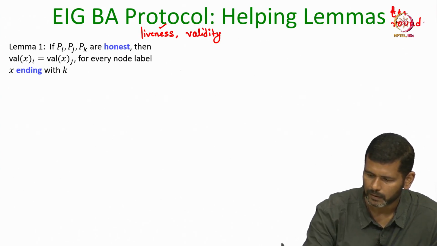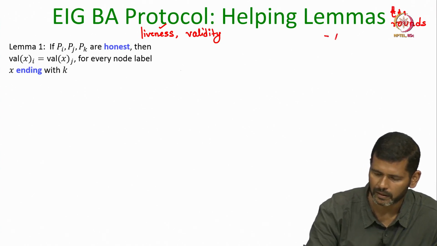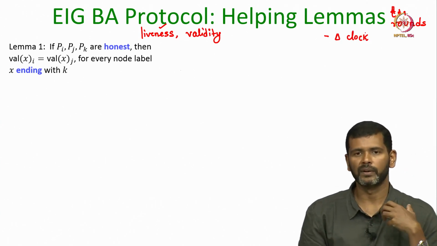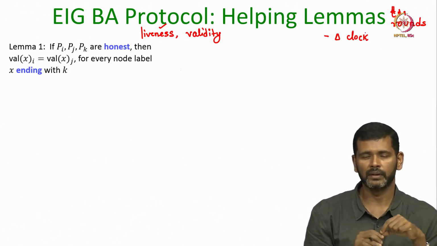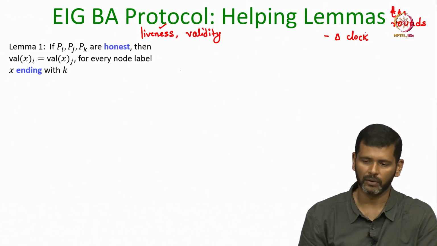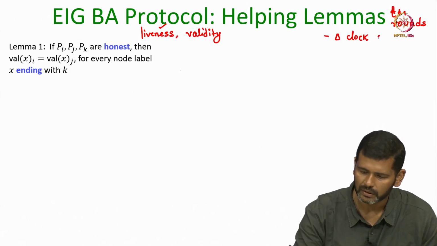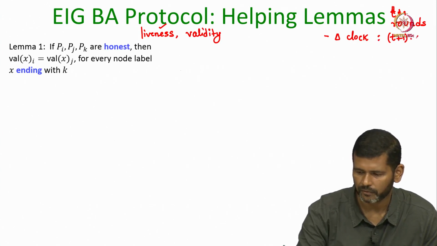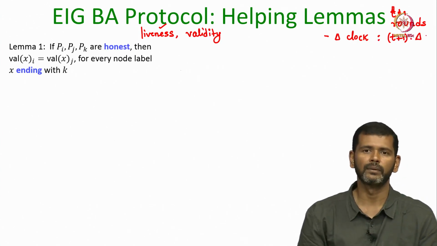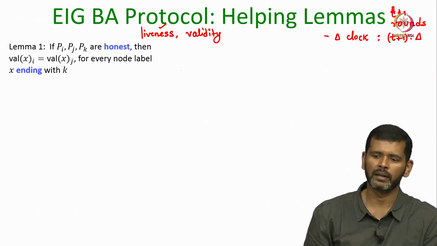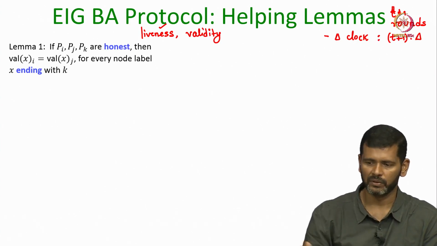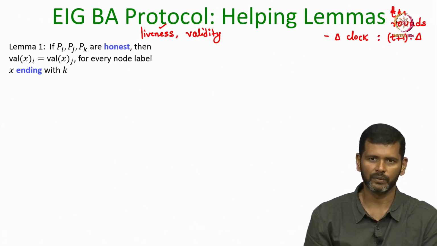And each round will take delta clock cycles, assuming that once a party sends a message in a round, it is received at the end of the delta clock cycles. So, therefore, at the end of time (t+1) delta, every party will have the new value ready for the root node, and that is the value which they are going to output. So, termination is trivial to verify. I am not separately going through the proof of the termination property.